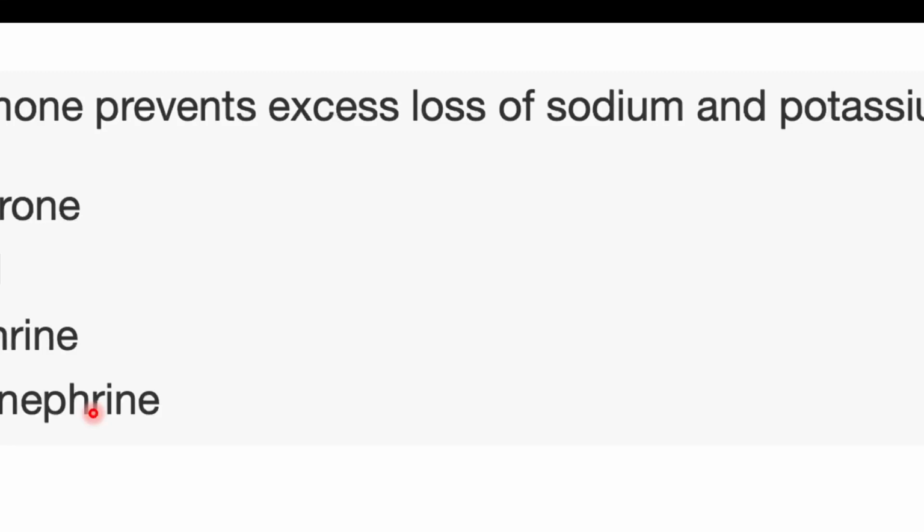Again, hormones related to the kidney and loss of ions now. Which of these hormones plays a role in regulating the loss of ions like sodium and potassium in the kidney? Is it aldosterone, cortisol, epinephrine, or norepinephrine? Let us take a minute and come back to this question for the correct answer.